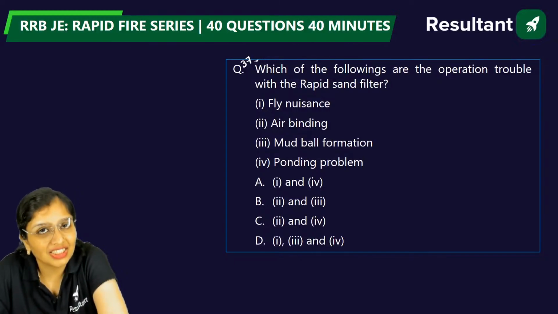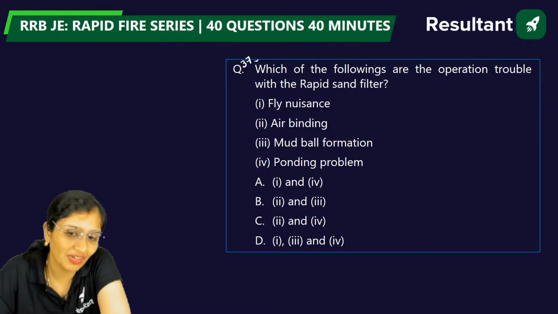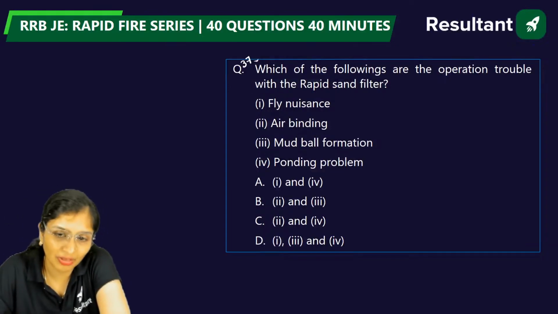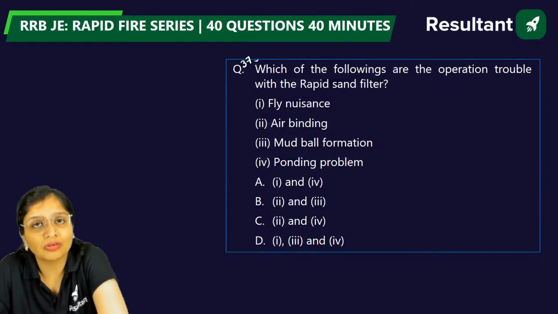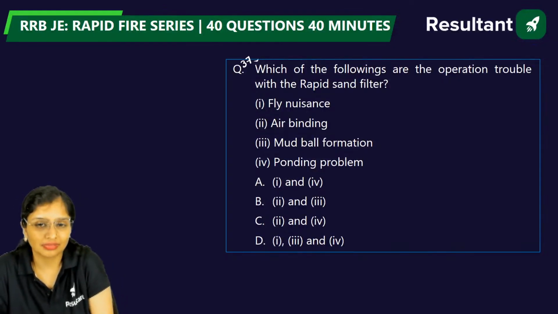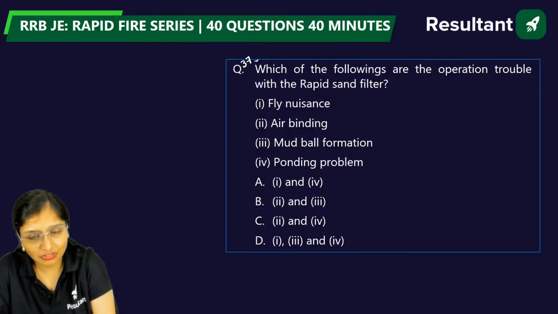See, since a large amount of water is getting filtered, obviously fly nuisance will be there. Negative head will be developed, so air binding will be there. Proper compaction will not be done, so mud ball formation will take place. Then ponding problem. So which are the ones which you will see?